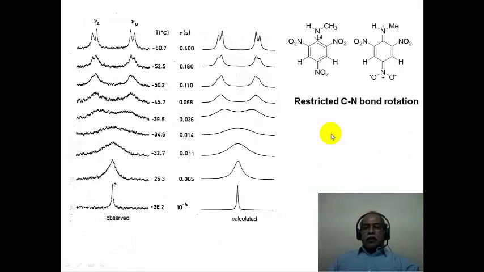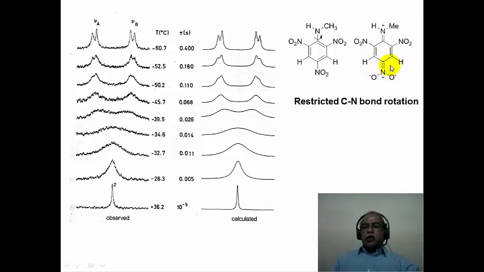Here is the last example of this particular lecture. We are talking about again a restricted rotation of the carbon-nitrogen bond. This is trinitro N-methyl aniline, the molecule. In trinitro N-methyl aniline, there are two hydrogens in the aromatic unit. Suppose there is a restricted rotation around the carbon-nitrogen bond, and the molecule can be represented like this. Then these two hydrogens are no longer in the same chemical environment. It should be possible to distinguish them.